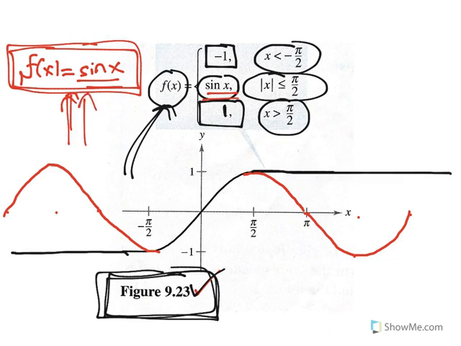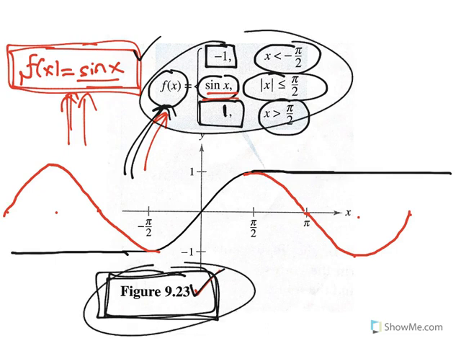So when you try to form the Taylor series for this function, you will in fact get the same one that we got yesterday, and it will have the same interval of convergence, all real numbers. But that Taylor series will not converge to the function from figure 9.23 because it's different from the graph of the sine function outside of the interval from negative pi over 2 to positive pi over 2.